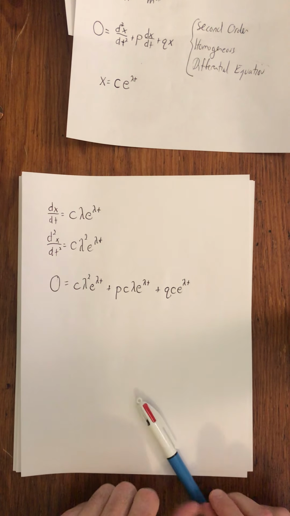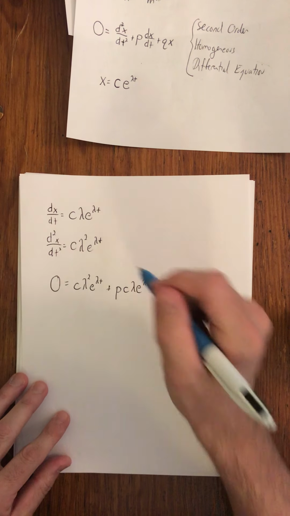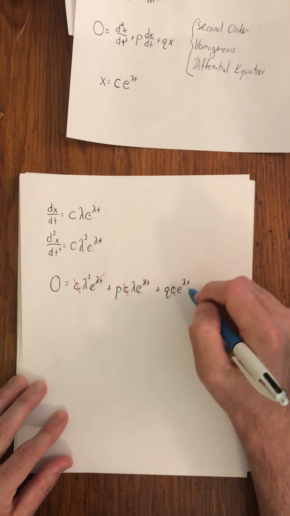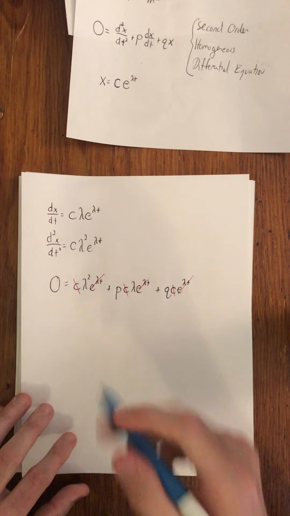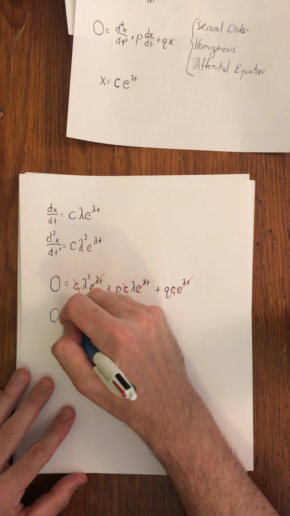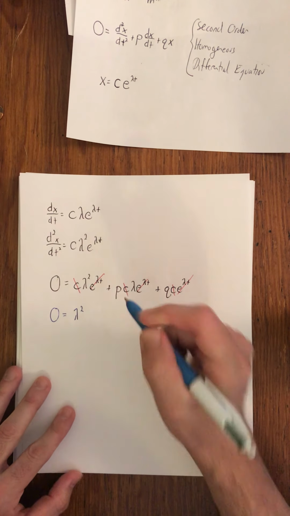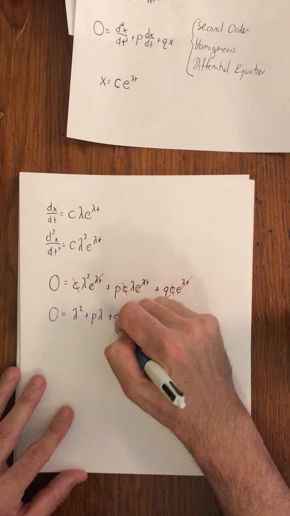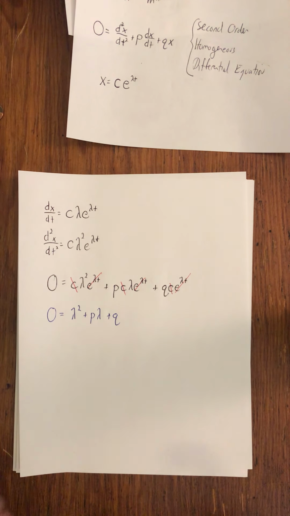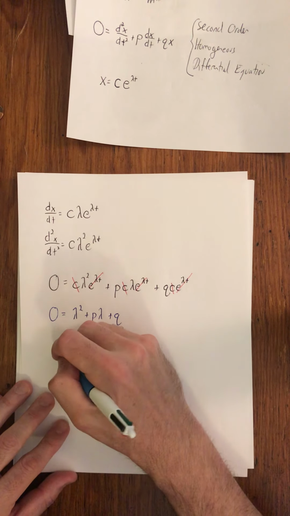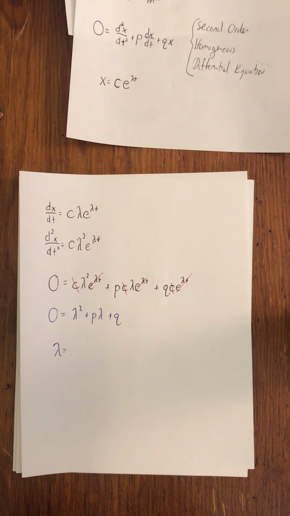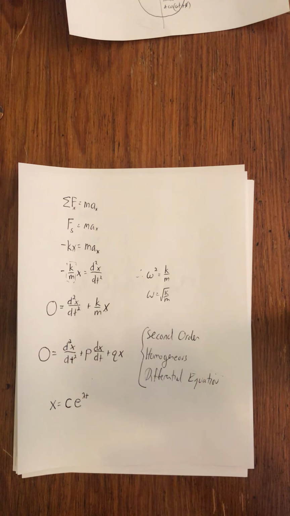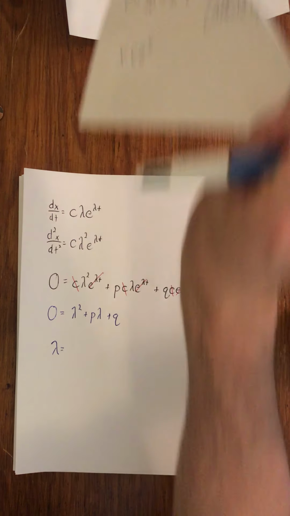Now this is really good because a whole bunch of stuff is going to cancel out. I've got a c in every term that I can divide through, and an e to the lambda t that I can divide through. That means that there are true solutions to this equation as long as lambda squared plus p lambda plus q is equal to 0. Well, that's pretty simple then. So what is lambda? Lambda must have multiple solutions, meaning this second order homogeneous differential equation always has multiple solutions.